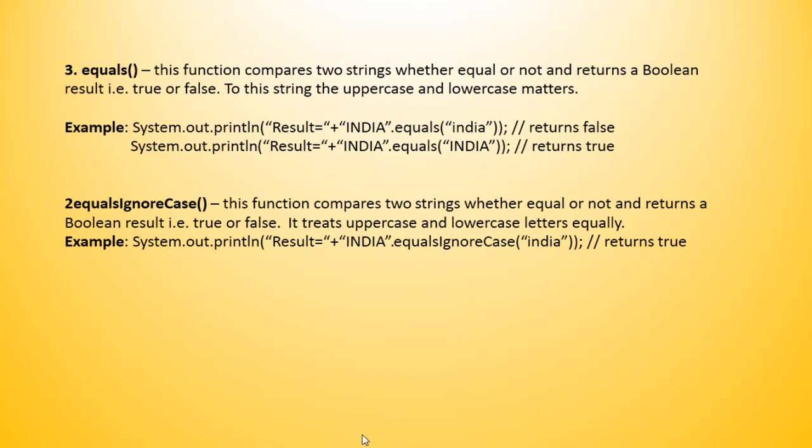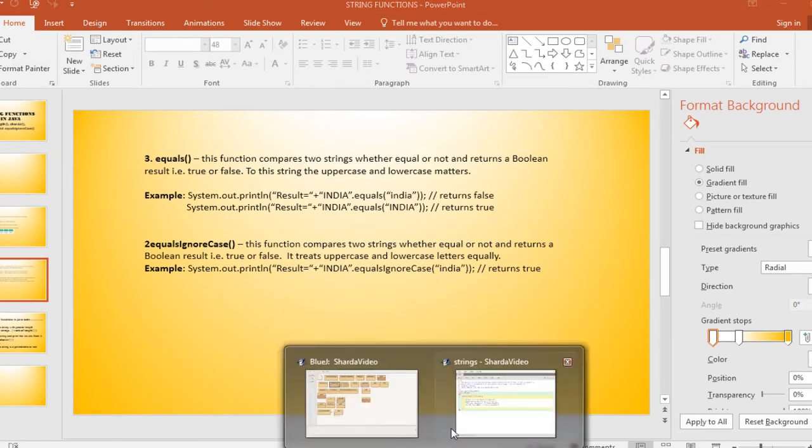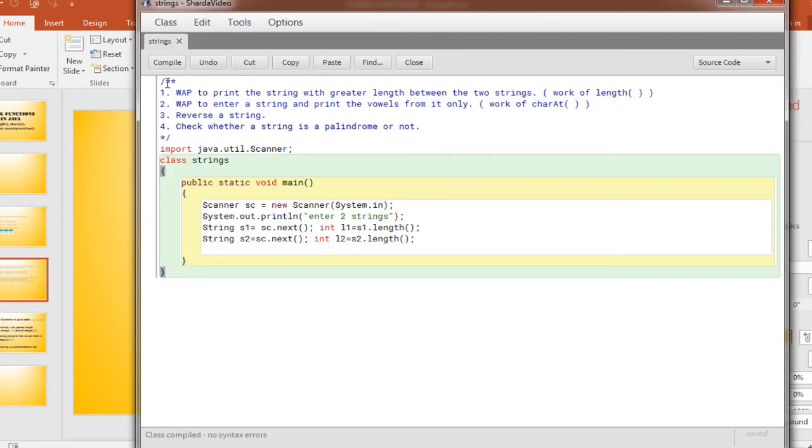Now friends, all these functions that we have learned today, let us try this in BlueJ. So here are the 4 programs we are going to do today. Write a program to print the string with greater length between the 2 strings. You have to enter 2 strings and you have to print the string with greater length.